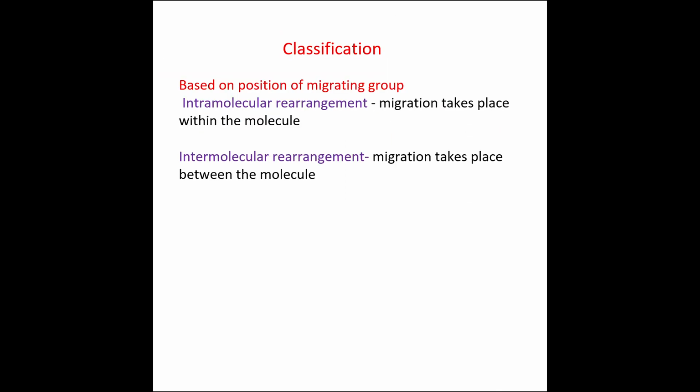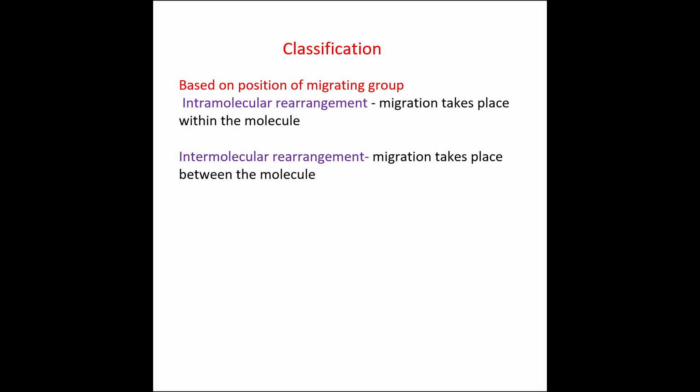Next, coming to classification. Molecular rearrangements are classified based on the position of the migrating group. Broadly classified into two types. One is intramolecular rearrangement, another one is intermolecular rearrangement. First we are seeing intramolecular rearrangement. In intramolecular rearrangement, migration takes place within the molecule.